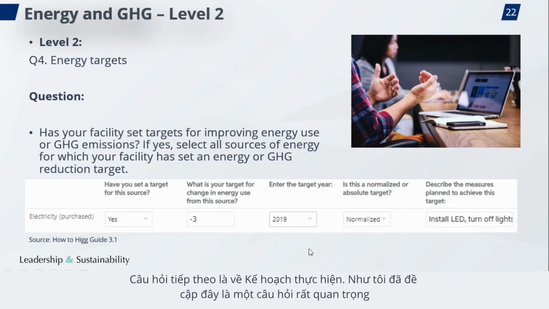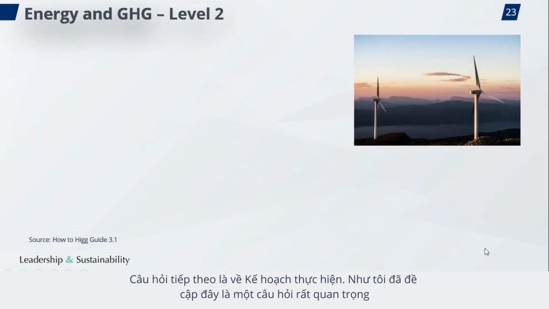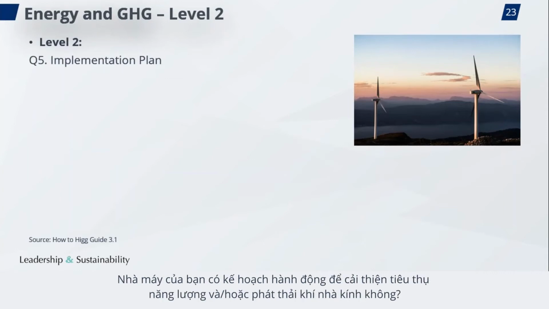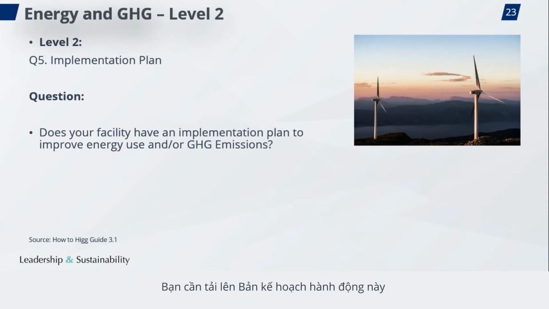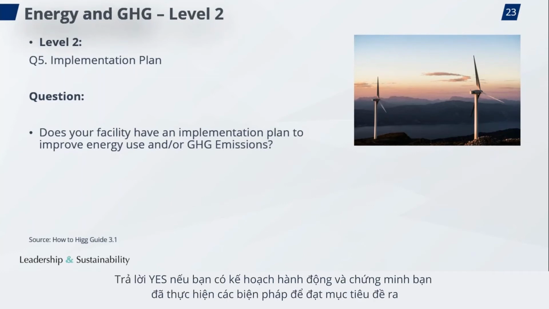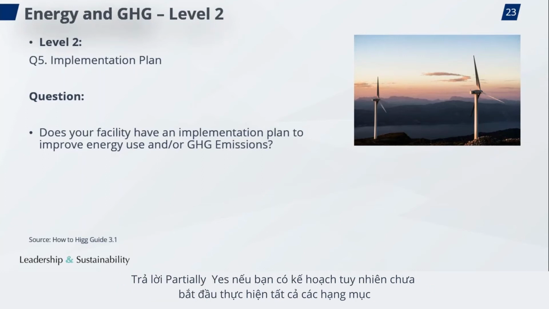The next question is about the implementation plan. And as I mentioned, this is really an important element of your program. So does your facility have an implementation plan to improve energy use and/or greenhouse gas emissions? And you also need to upload a copy of the plan. So answer yes if you have an implementation plan in place that demonstrates that you are taking action to achieve your targeted reductions. And answer partially yes if you have a plan but have not started on all action items.